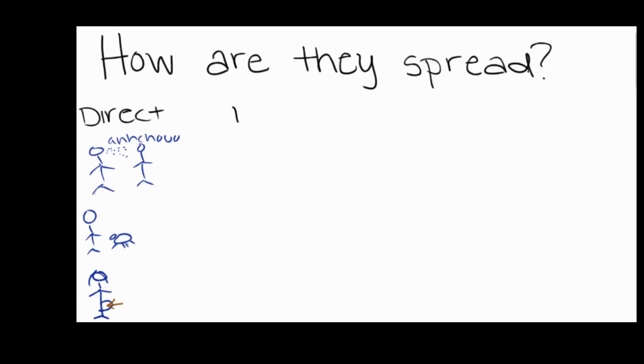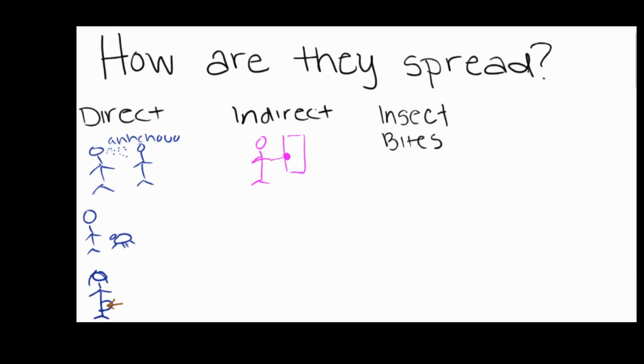They can also be spread through indirect contact, from germs that linger on objects like doorknobs. When you touch these objects and then touch your mouth or your eyes, you can catch them. Through insect bites, mosquitoes, fleas, ticks, or through contaminated food or water.